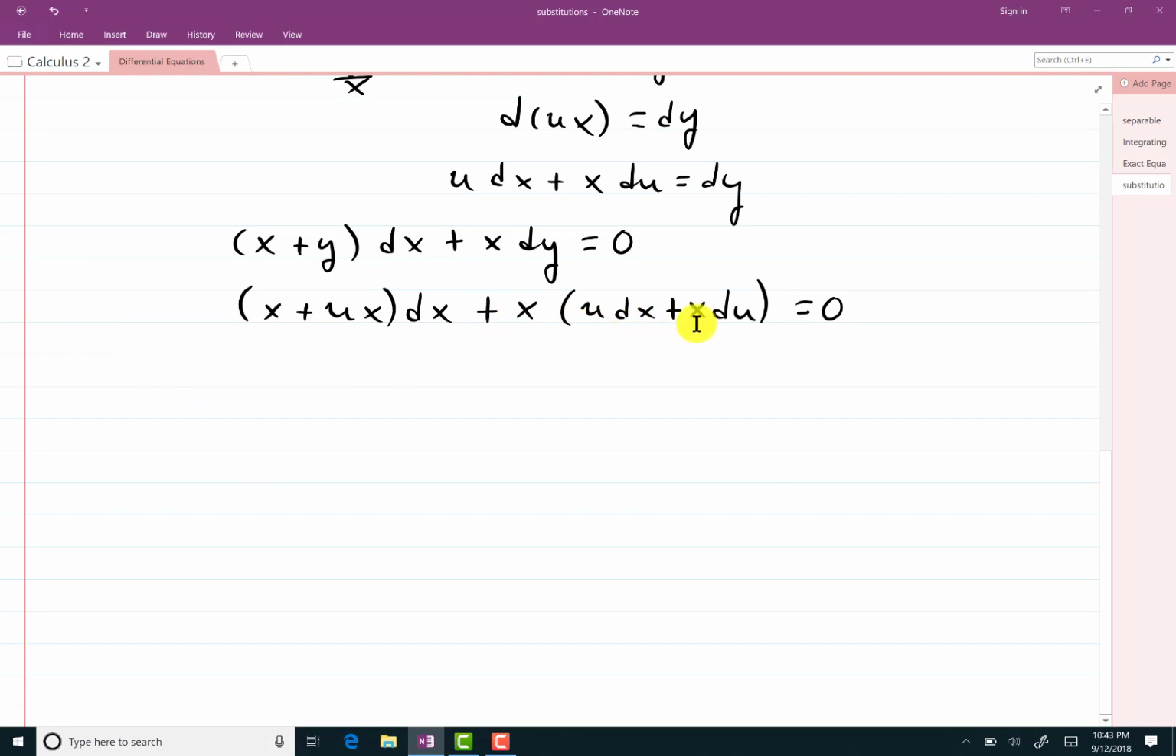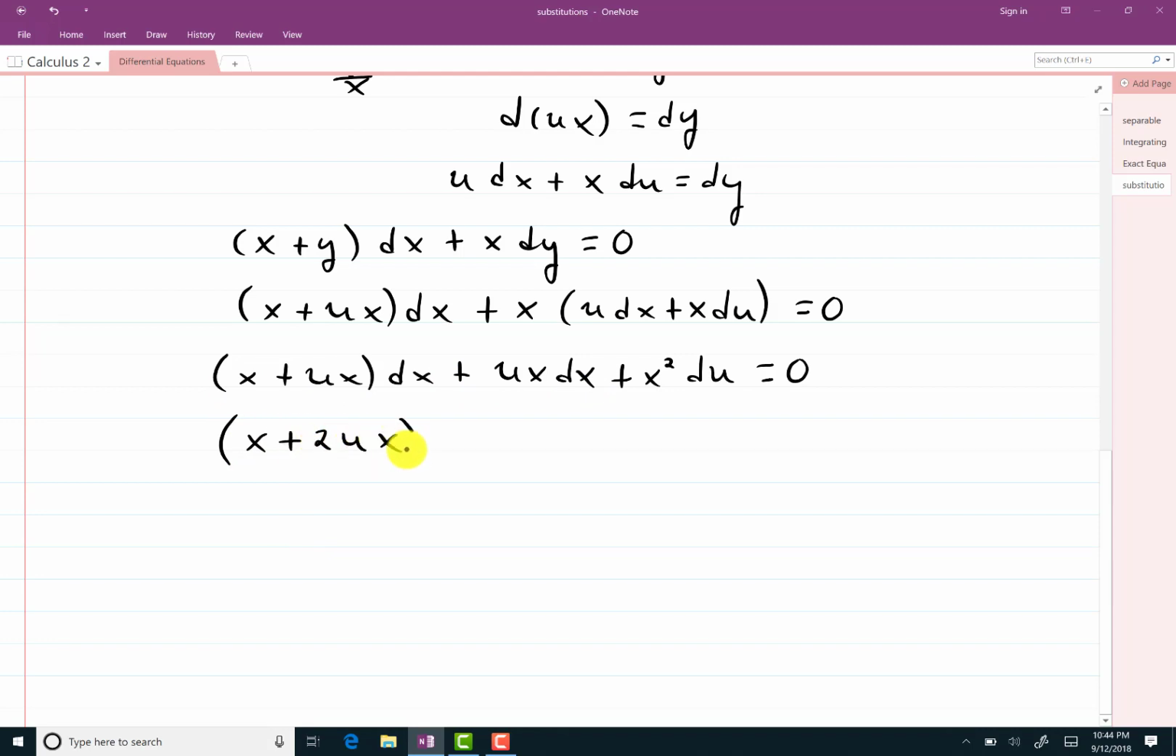Now I'm going to multiply this through, and then I'm going to collect my dx's and all that kind of stuff. So (x + ux) dx plus ux dx plus x squared du. You'll notice right now there's no sign of y anywhere. It's only u's and x's. So I have successfully replaced y with u. Not directly, but in a way I have. Now I'm going to combine all the ux's together, and I'll get (x + 2ux) dx plus x squared du equals 0. Now let me factor out an x.